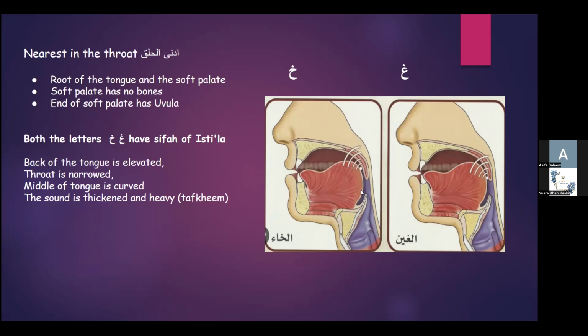That's the posterior part of our tongue, the root of the tongue, and the soft palate. Both the letters ghain and kha have a sifa of isti'ala, meaning these two letters need to be pronounced heavily. Isti'ala means raising the back of your tongue towards the soft palate and concaving it from the middle.